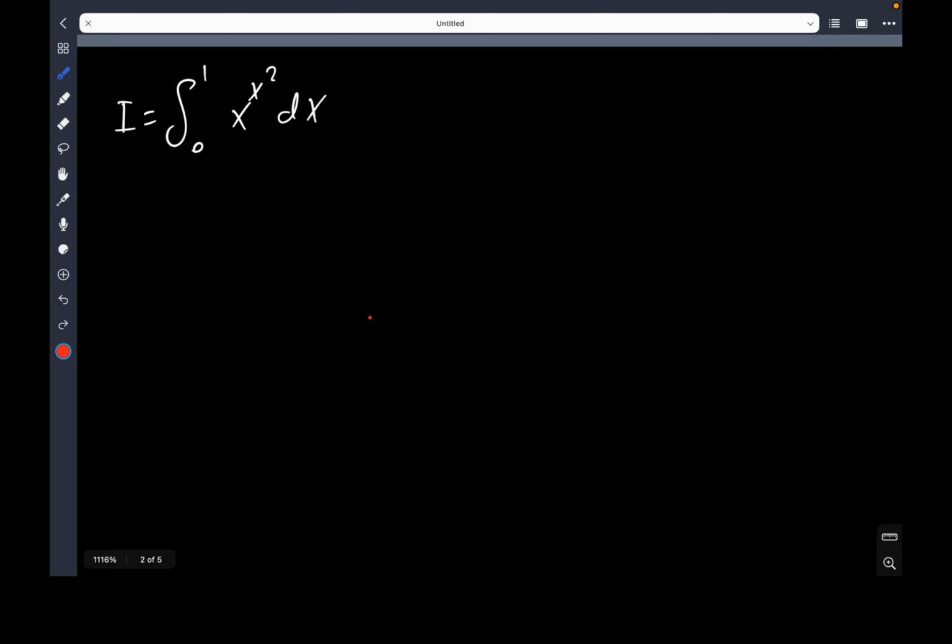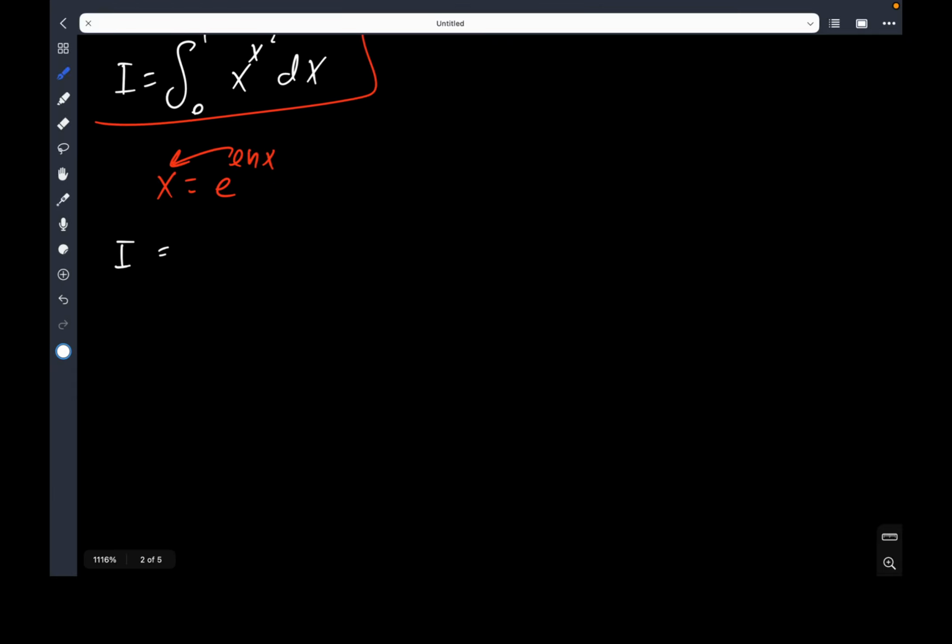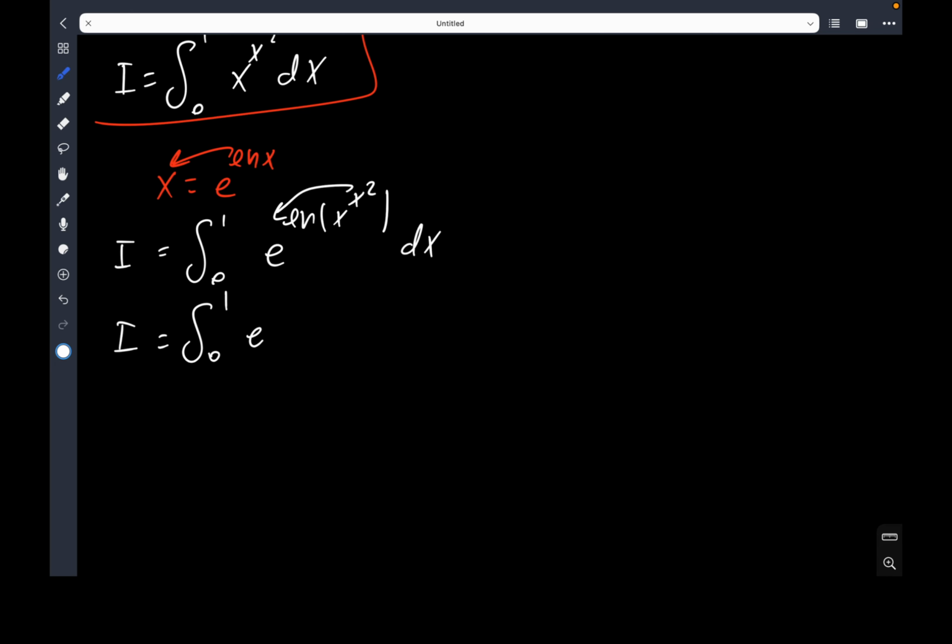First of all, if I have any number or variable, for example x, I can raise it to the power of e to the ln x and still get x. So I can use this trick to change the form of this integral. I is equal to the integral from 0 to 1 of e to the ln of x to the x squared dx, and thus, according to the property of the logarithms, the exponent moves down: e to the x squared ln x dx.